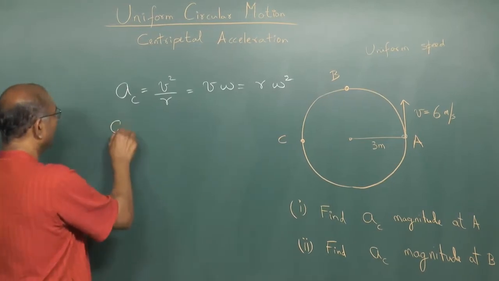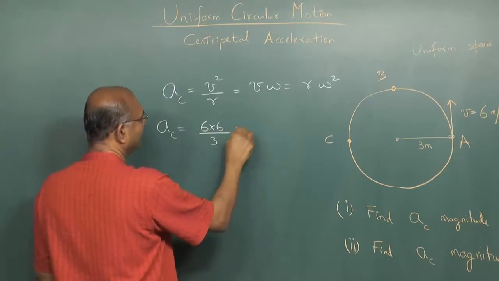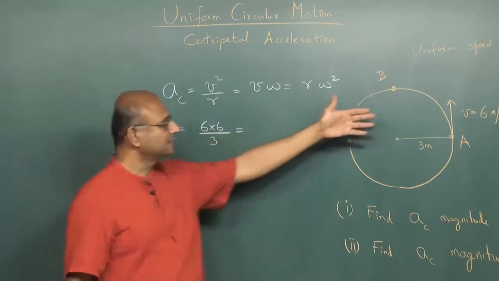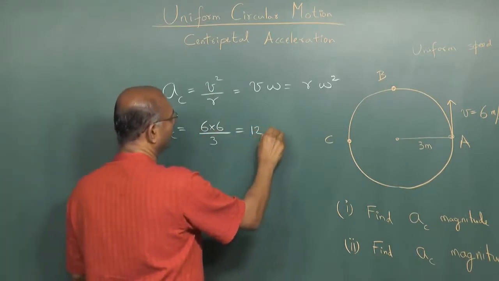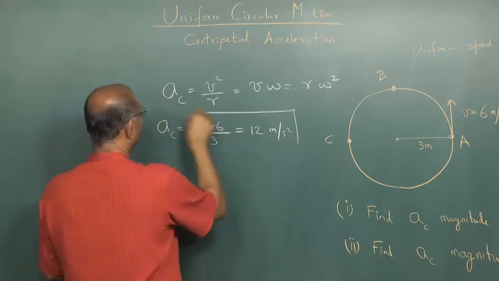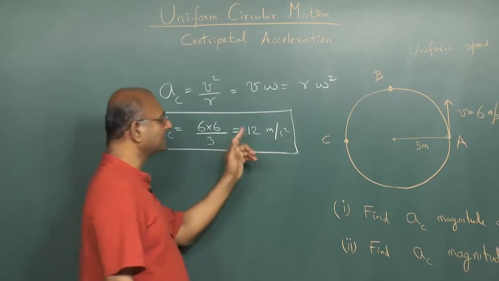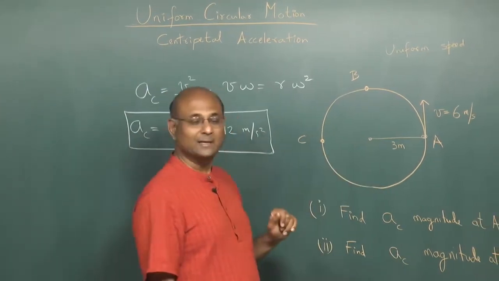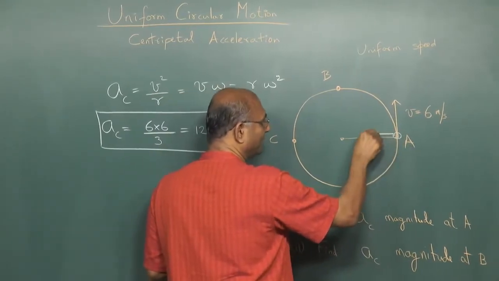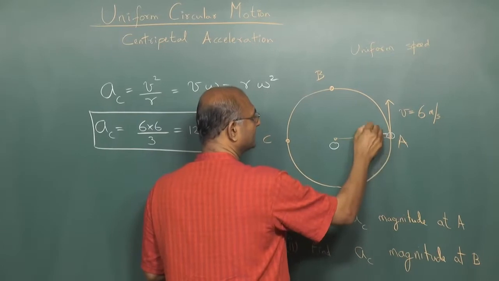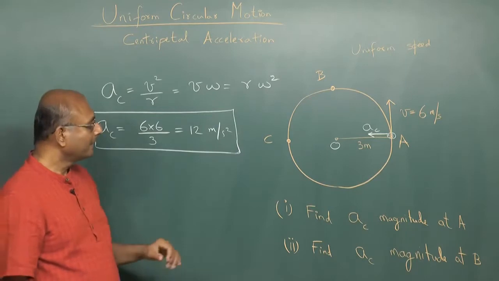So I can directly write acceleration is 6 square divided by 3 because v was 6. So 6 into 6 by 3, and so that is 2 into 6, which is equal to 12 meters per second square. So the acceleration, we call it centripetal acceleration, so I am writing it as AC. The centripetal acceleration is 12 meters per second square. That is the magnitude of the centripetal acceleration. It is going to point towards the center. So this is the acceleration direction towards the center at A. That is the first question.